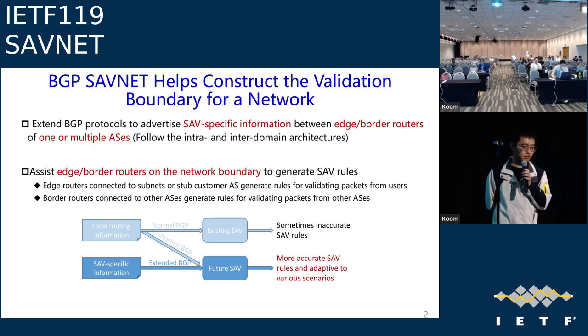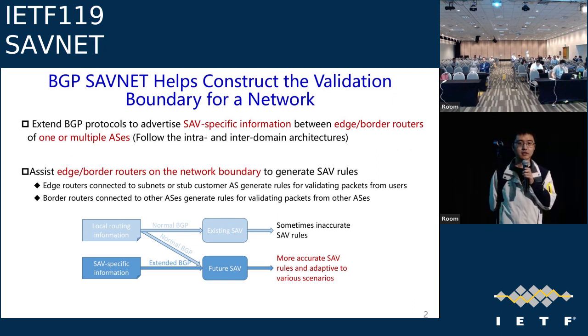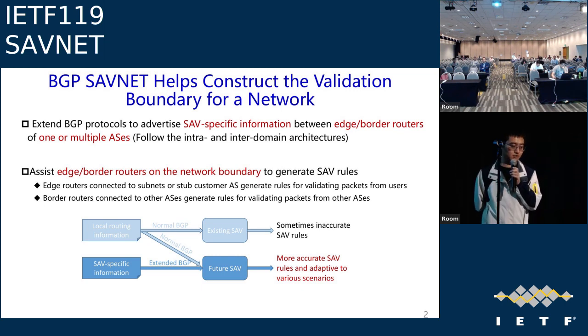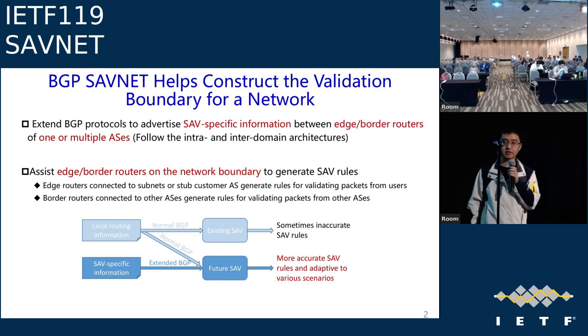In this draft, we propose to extend the BGP protocol to advertise SAV-specific information, which has already been mentioned in the intra-domain and inter-domain architecture drafts. With the advertised SAV-specific information, edge or border routers can generate more accurate SAV rules. Existing SAV mechanisms mainly rely on local routing information, but now we propose to use both local routing information and SAV-specific information.